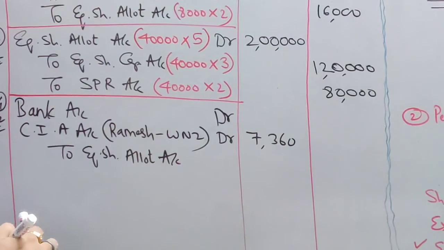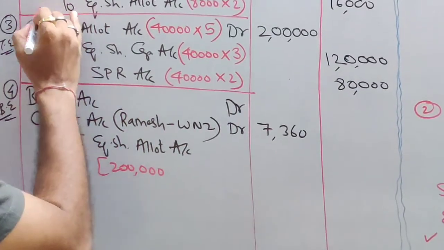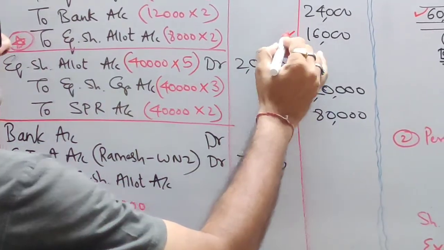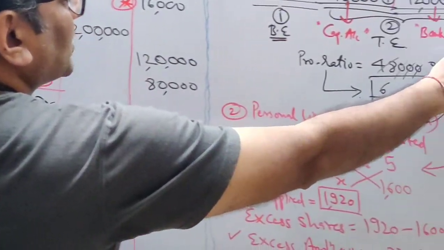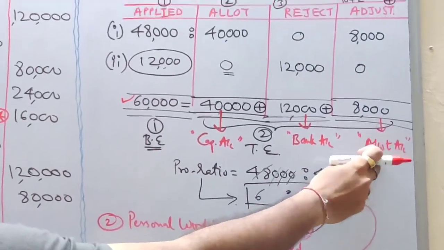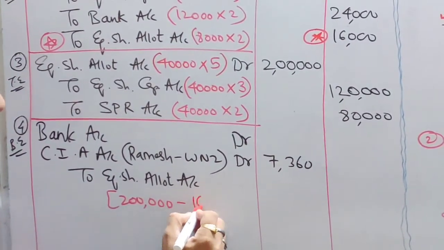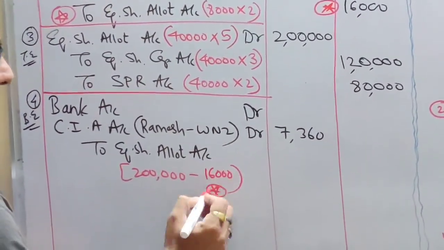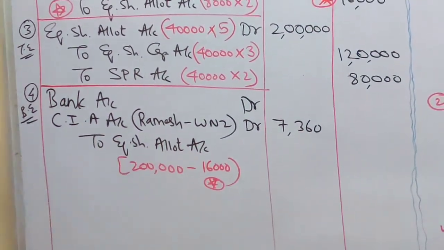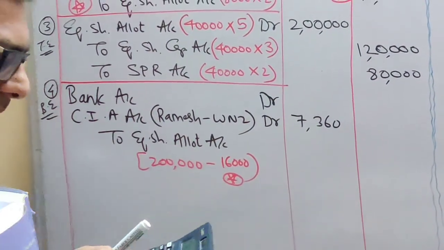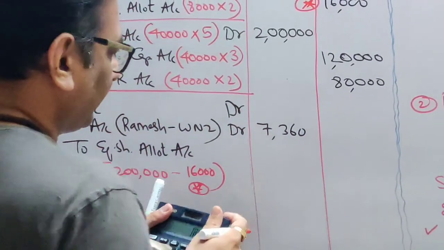Now how much did you ask at the time of allotment? 2 lakh rupees. And you have to adjust this money. This is what you have written in the adjusted column. 8000 rupees is to be adjusted in the allotment account. So now I am adjusting 16,000 in the allotment account. I have put an asterisk over here for reference. So after adjusting 16,000 from 2 lakh rupees, how much were we supposed to receive? 1,84,000.